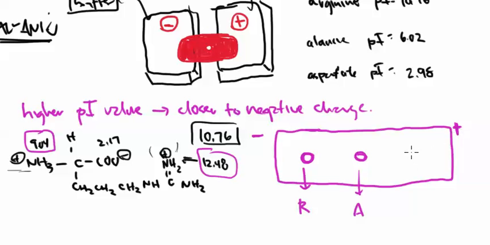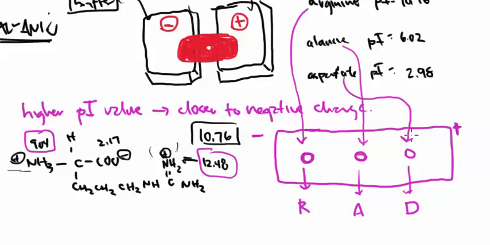And then what would come next would be our aspartate. And our aspartate has the lowest pI value, 2.98, which means it's more negative than the others, which means it goes toward the positive end of the chamber more than the others. So this is aspartate, and aspartate is of course ASP, and the one-letter abbreviation is D. So arginine would be closest to the negative, alanine would be in the middle, and aspartate would be the one closest to the positive charge.